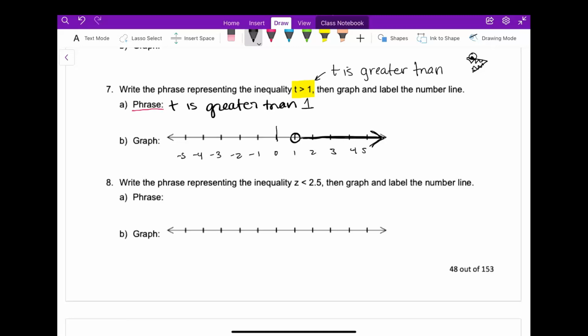Don't forget that there's two symbols we can use. We can have a parentheses, and the parentheses must be open towards the same side the arrow is going. Again, it's weird if you do something like this. That's not okay. So make sure your parentheses is facing the correct way. Great, we gave the phrase, which is part A, and we graphed it on part B. You try 8.